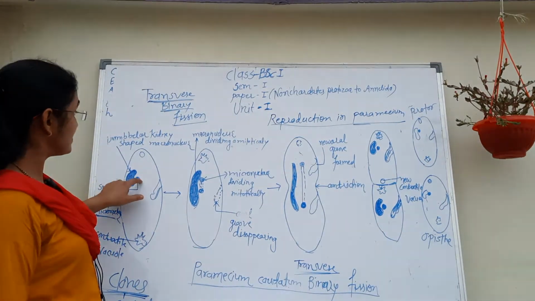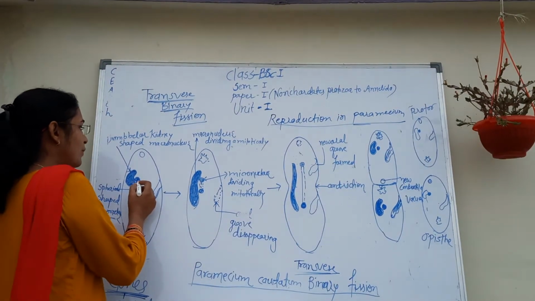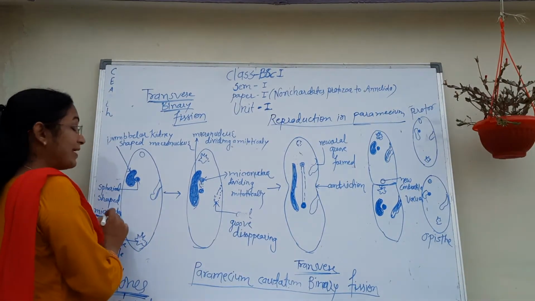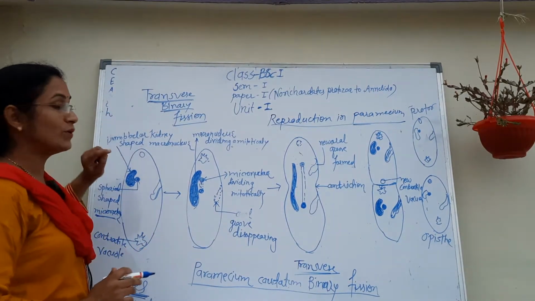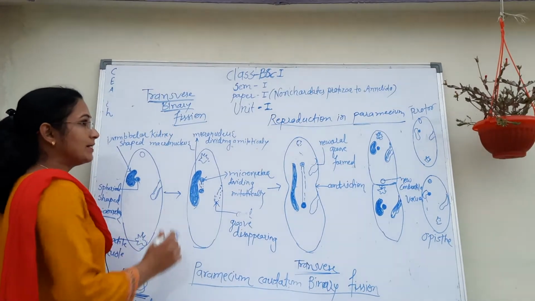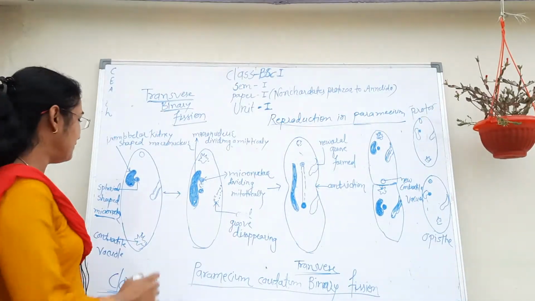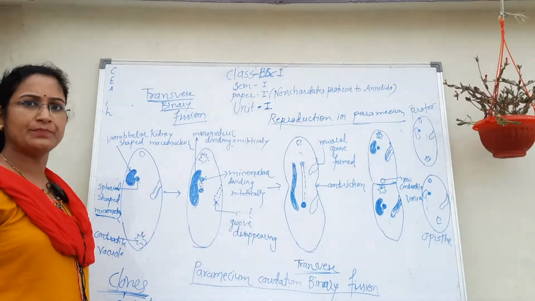Look here, this is the structure of Paramecium. This small one is called the micronucleus, and this large one is called the macronucleus. Then this is the oral part or buccal structure of Paramecium, and this is the contractile vacuole. This is about the Paramecium.